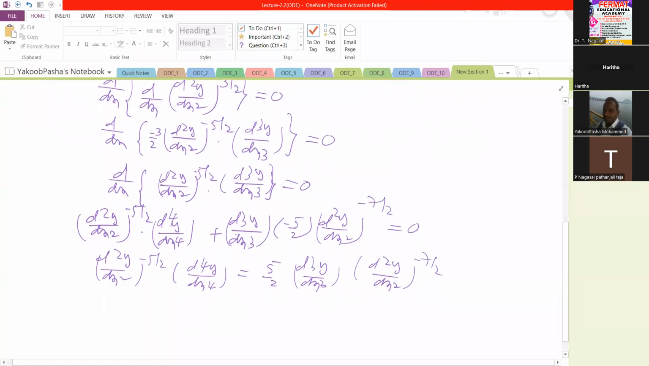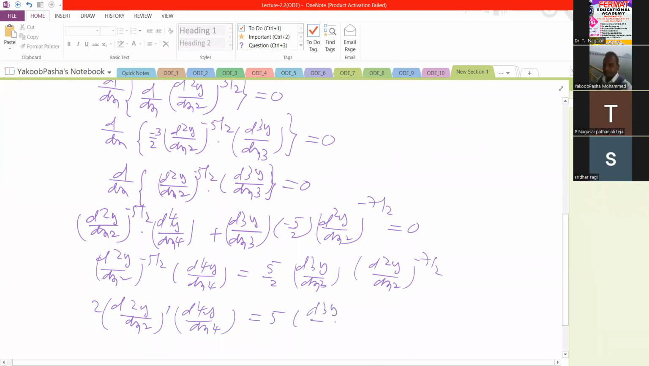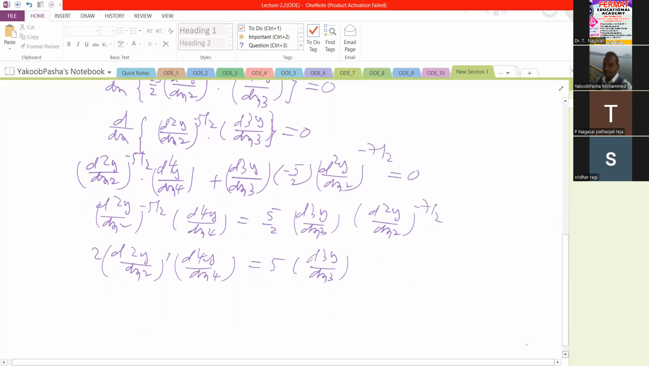So we can cross multiply, we'll get 2 into (d²y/dx²) whole power minus 5 by 2. This minus 7 by 2 comes to this side, that becomes plus 7 by 2. Minus 5 by 2 plus 7 by 2 is 1, and d⁴y/dx⁴ is equal to 5 times of d³y/dx³. Okay, this is the differential equation.